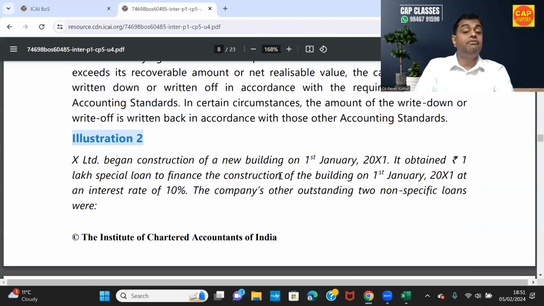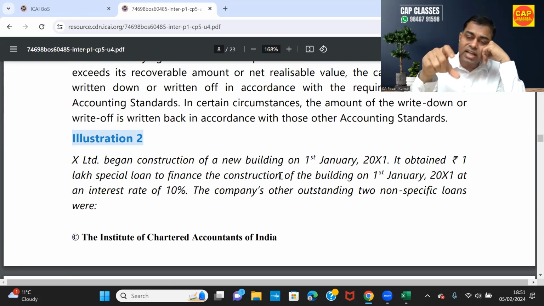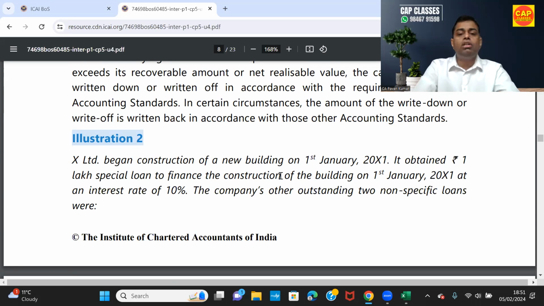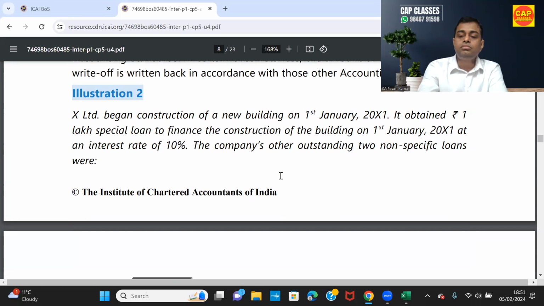Now, very, very, very important question. We'll see 4 questions in the ICAI study material in this accounting standard. All the 4 are important from the exam point of view. So can you read this question number 2, please, Devika? Yes, sir.